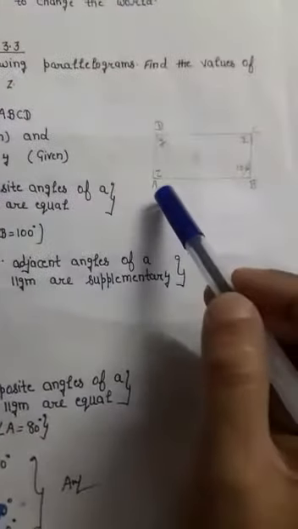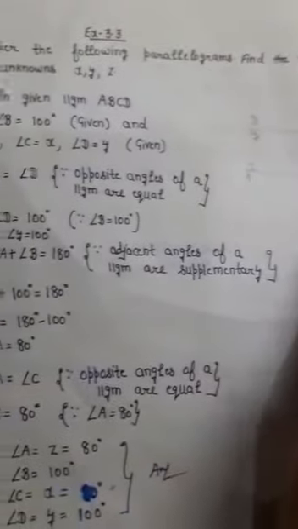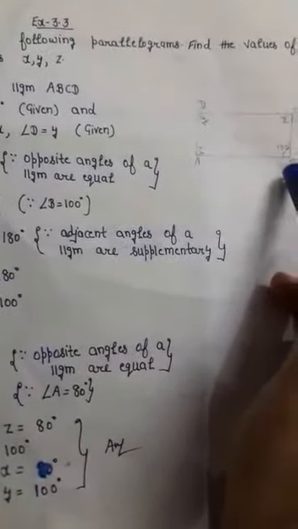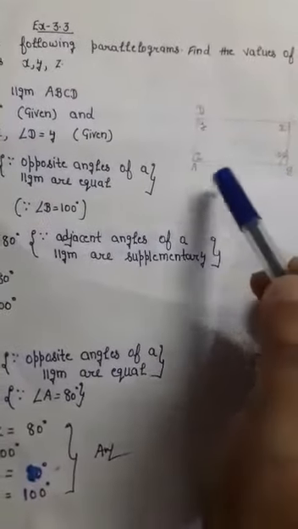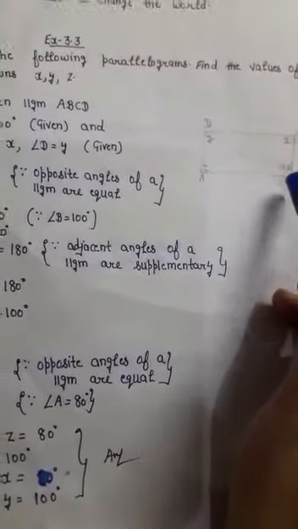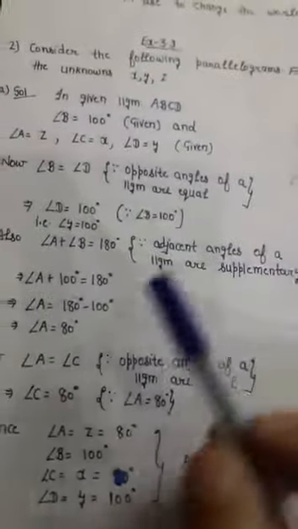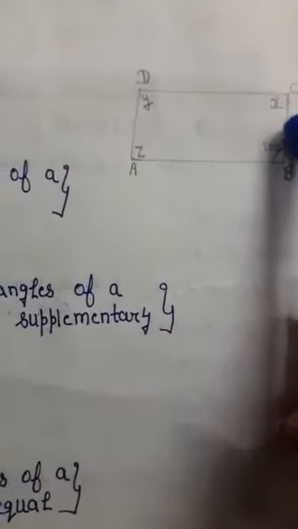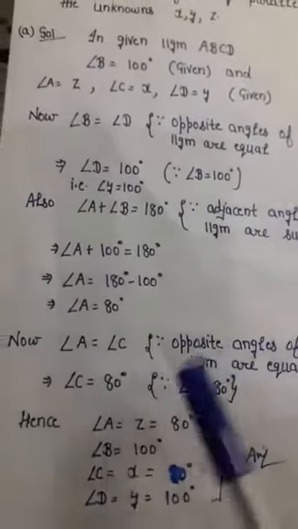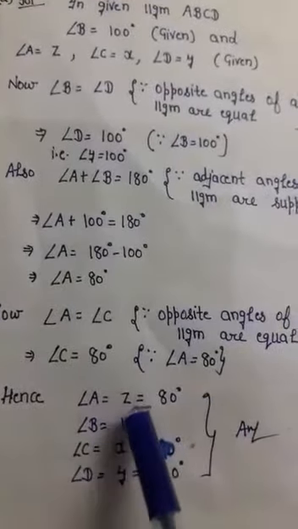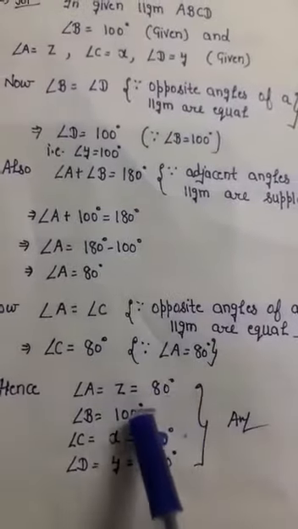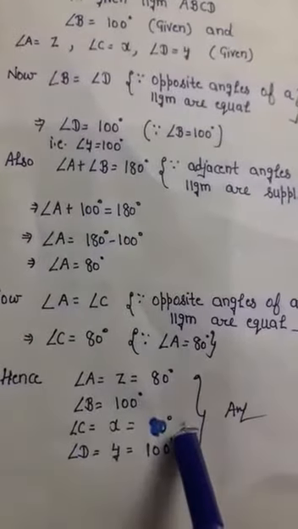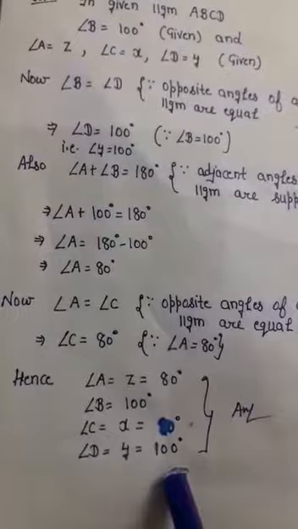Also, angle A plus angle B equals 180 degrees. Since adjacent angles of a parallelogram are supplementary, if this is 100, then angle A equals 80 degrees. If A equals 80 degrees, then C is also equal to 80 degrees, since opposite angles of a parallelogram are equal. Hence angle A, that is angle Z, equals 80 degrees, B equals 100 degrees, angle C equals 80 degrees, and D equals 100 degrees.